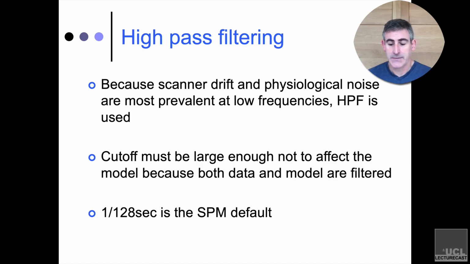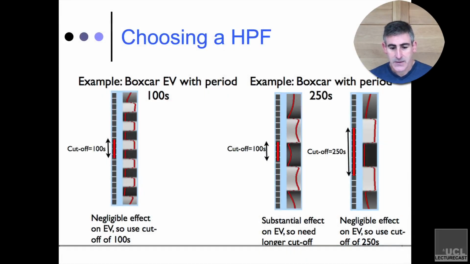High-pass filter, right? And the key with this is that the cutoff for your filter must be large enough not to affect your experimental paradigm. So in SPM, there's a default of 128 seconds, and we'll just illustrate this. If you have a boxcar paradigm, a block design paradigm, where things are happening every 30 seconds or something like that, so there's a fairly rapid transition between doing the task and not doing the task, that's what's shown on the left.